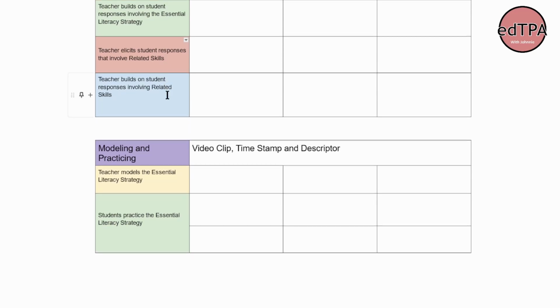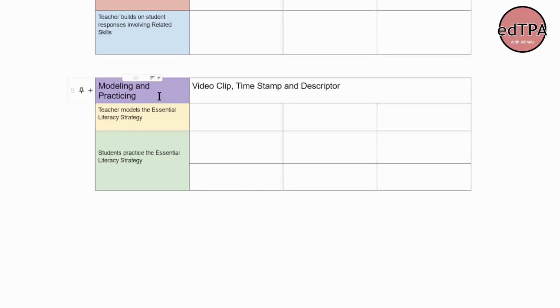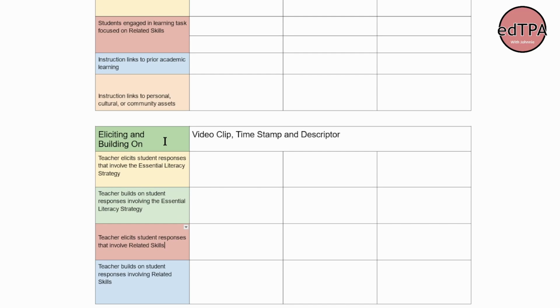And we have one last one, modeling and practicing. Teacher models the essential literacy strategy. Students practice the essential literacy strategy. So again, these are straight from the prompts and fit straight with the rubrics.